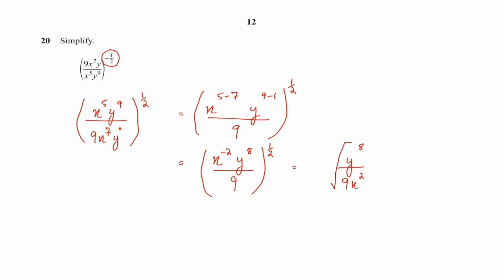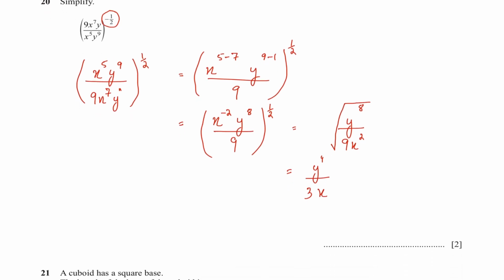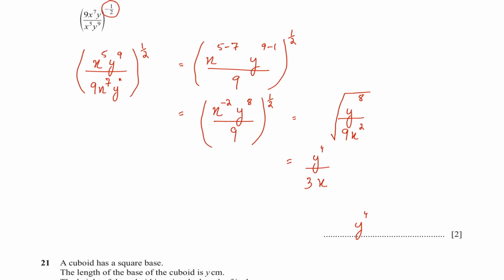So now let's take the square root. Power half basically means square root. Square root of y power 8 is going to be y power 4. Square root of 9 is going to be 3. Square root of x squared is going to be x. So we have y power 4 upon 3x as our final answer.